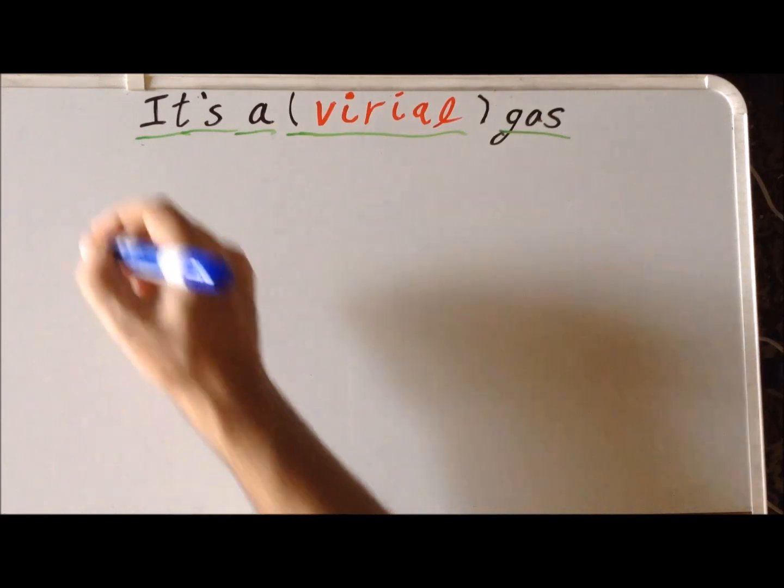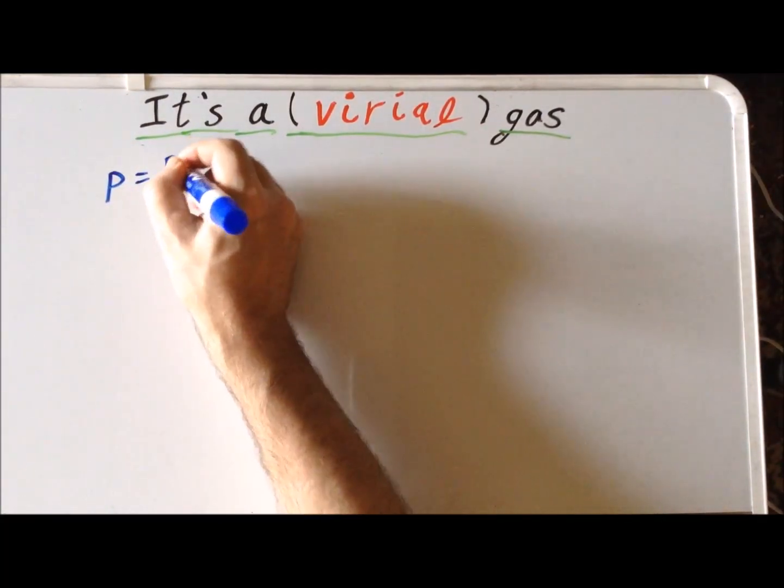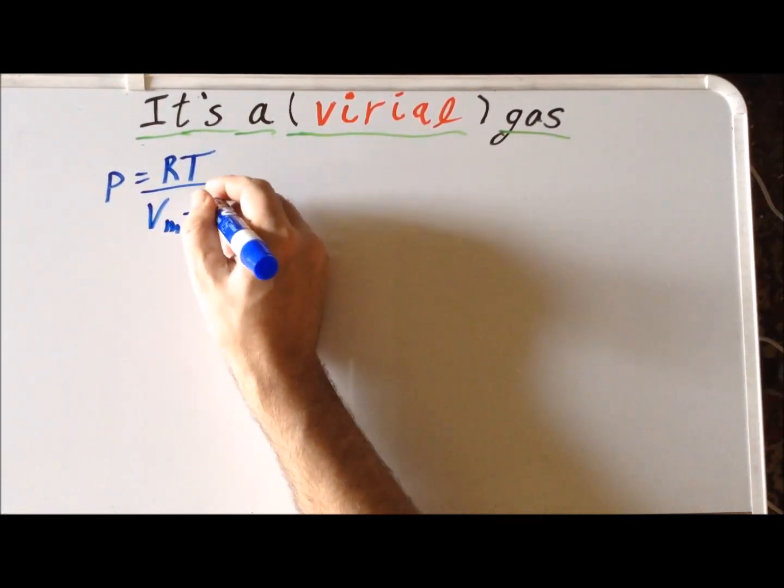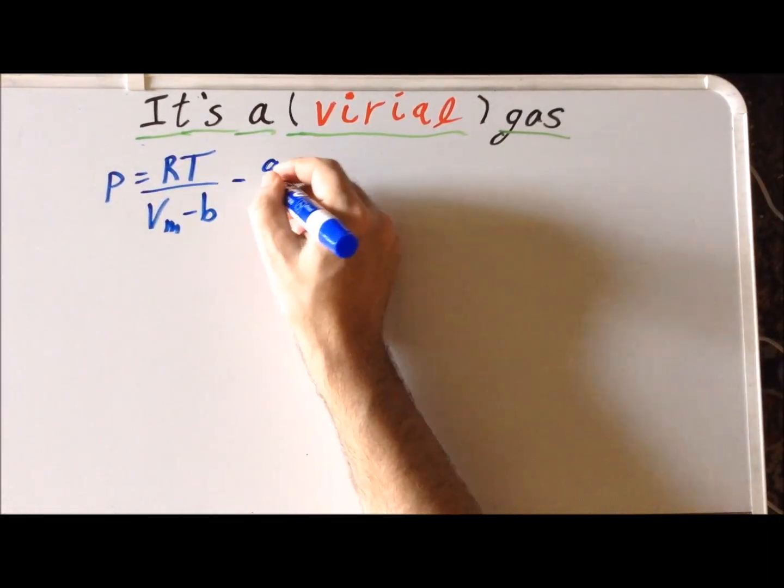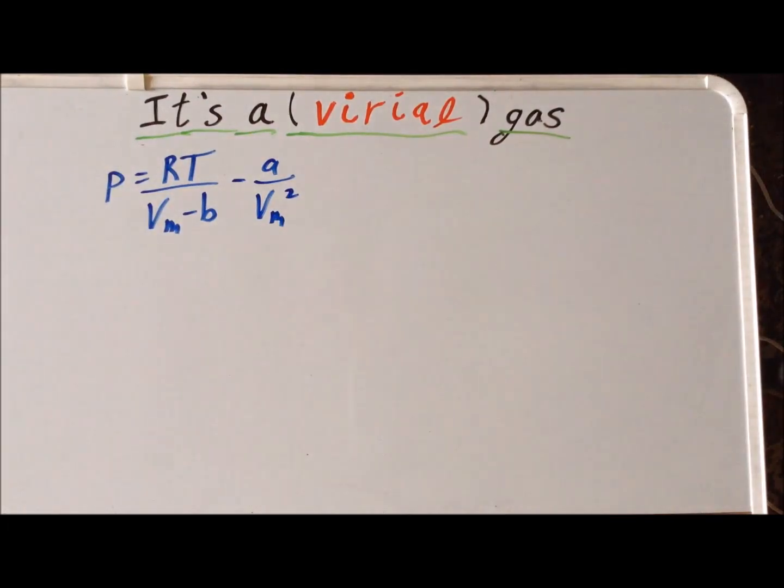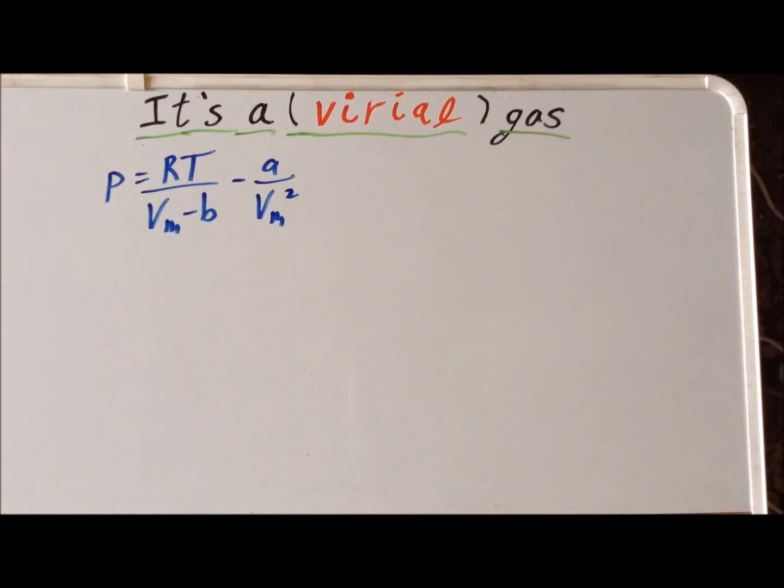Recall the van der Waals equation of state: the pressure is equal to RT divided by the molar volume minus constant b, minus a divided by the molar volume squared. So the relevant constants in the van der Waals equation are little a and little b.